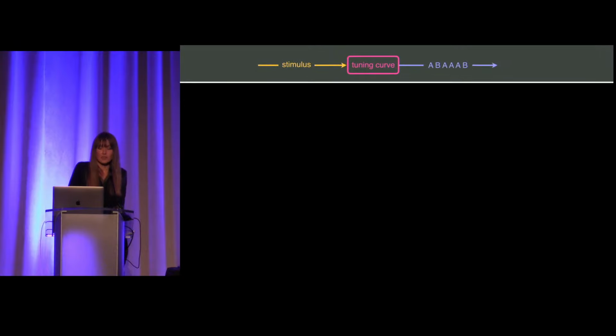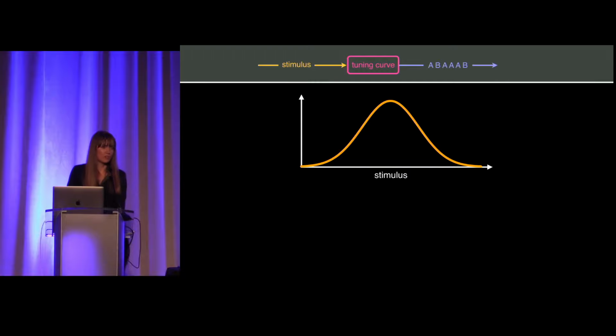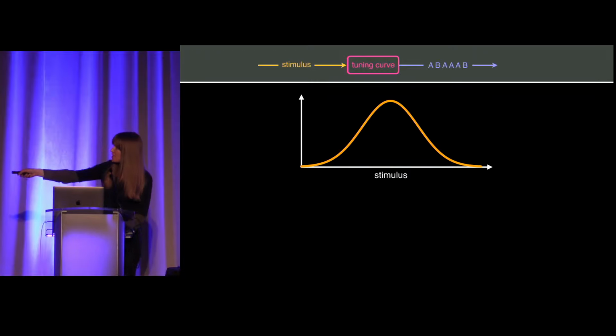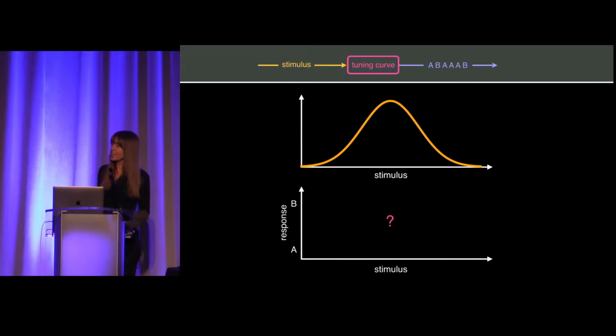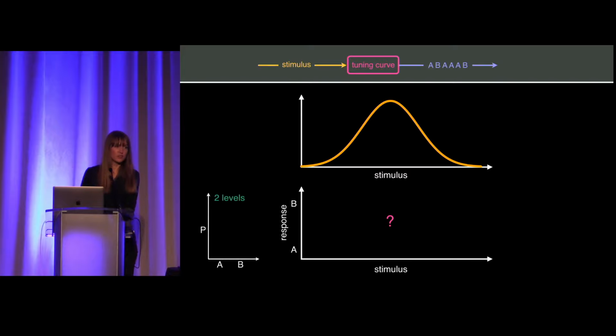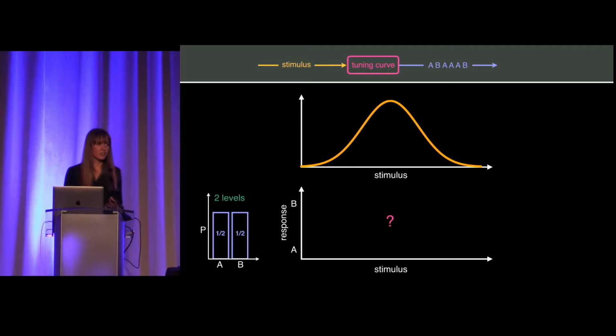Okay, so let's imagine that we have a stimulus distribution that looks like this. So this is a PDF of a particular type of stimulus. And we'd like to design a tuning curve that maps this stimulus onto 2 different responses, A or B. So we have 2 different response levels, and we'd like to maximize the entropy of our responses, which means that we want to use each of these responses with equal frequency on average.